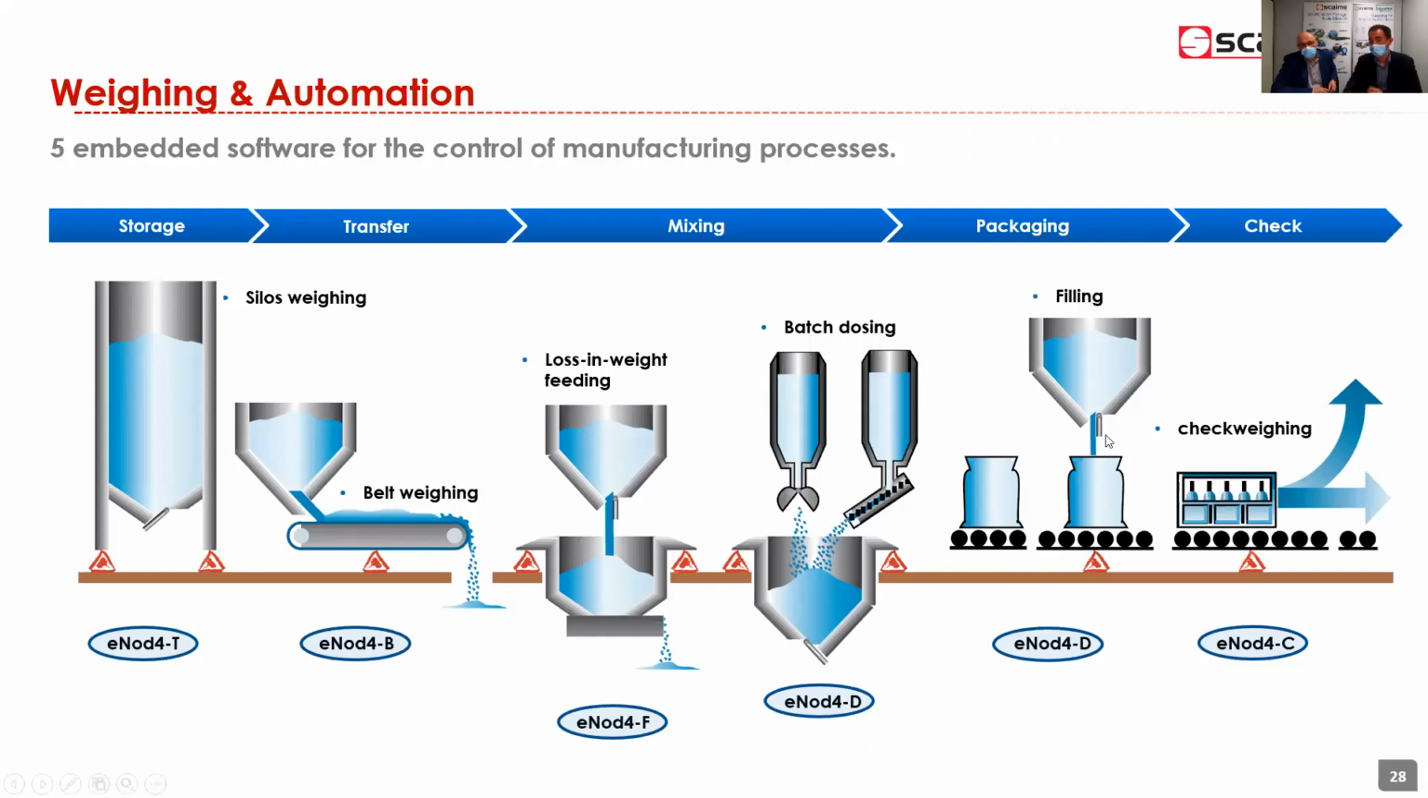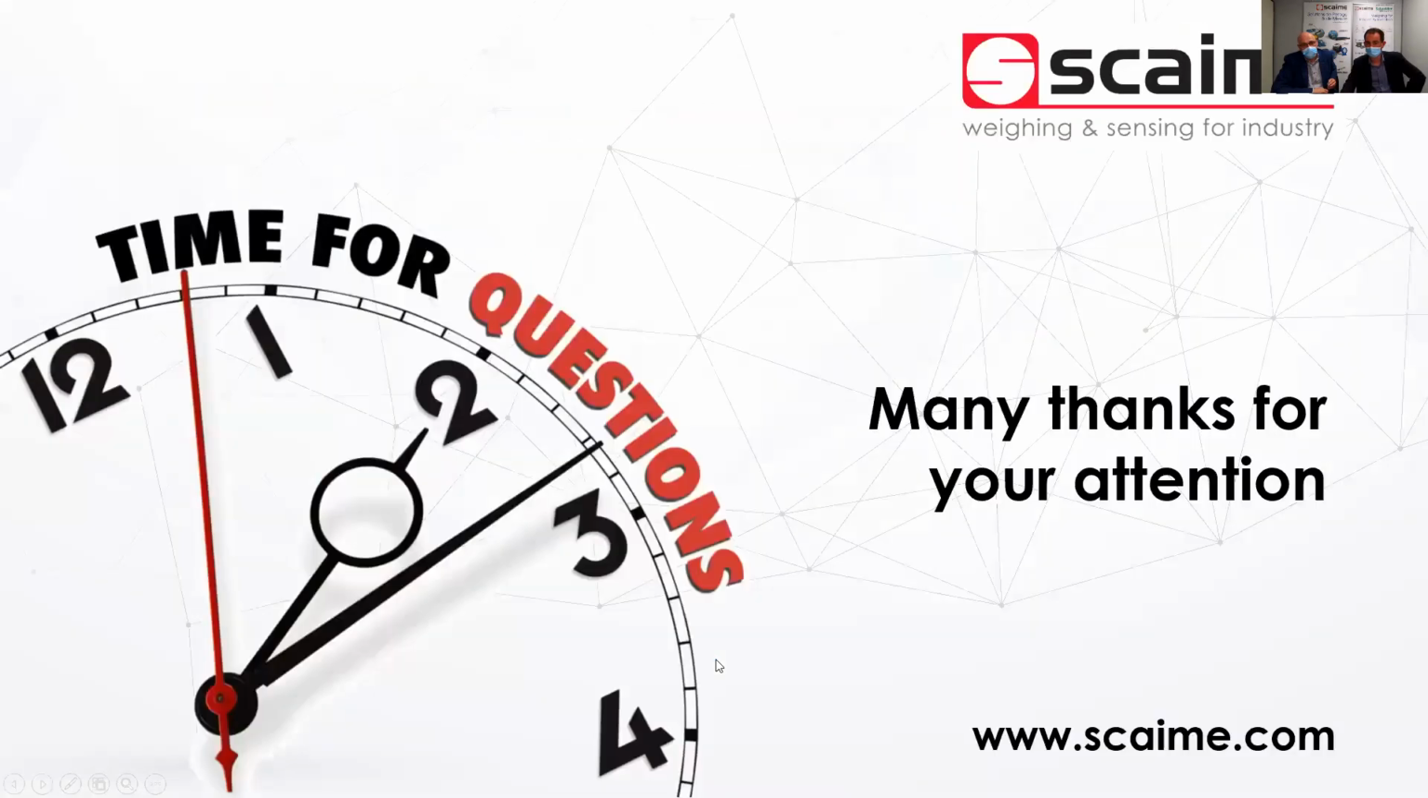Next step is the packaging process, in which you can use an eNod4D for batch dosing, batch filling processes. And at the end of a production line, very often you have a control point with a dynamic weighing process, in which you can use an eNod4C. So, 5 embedded firmwares for the control of manufacturing processes. This is the end of this presentation. I hope it's been interesting for you, and we can now answer your questions.